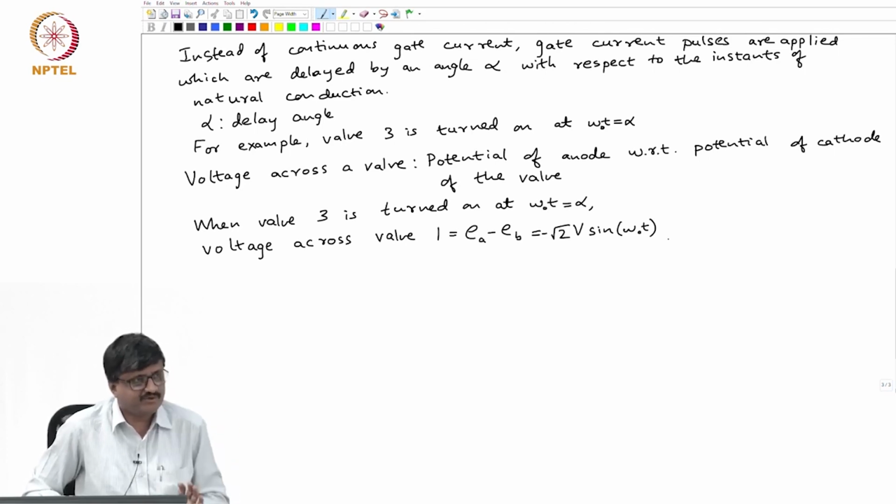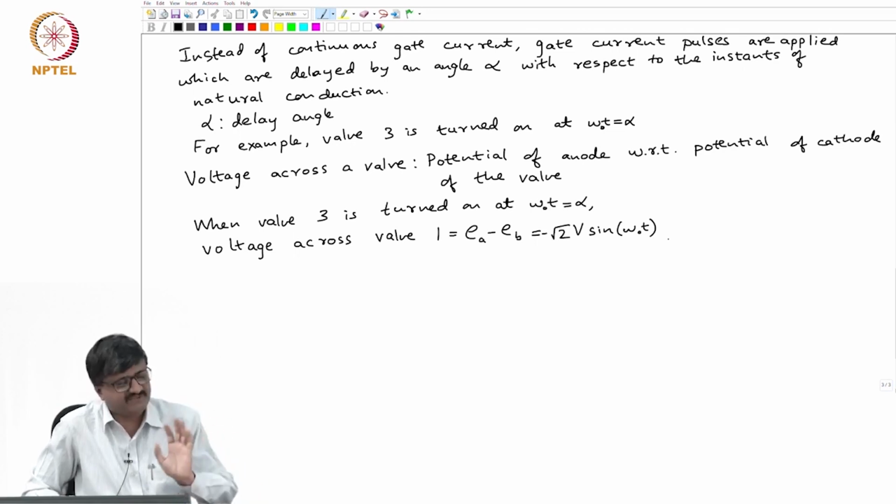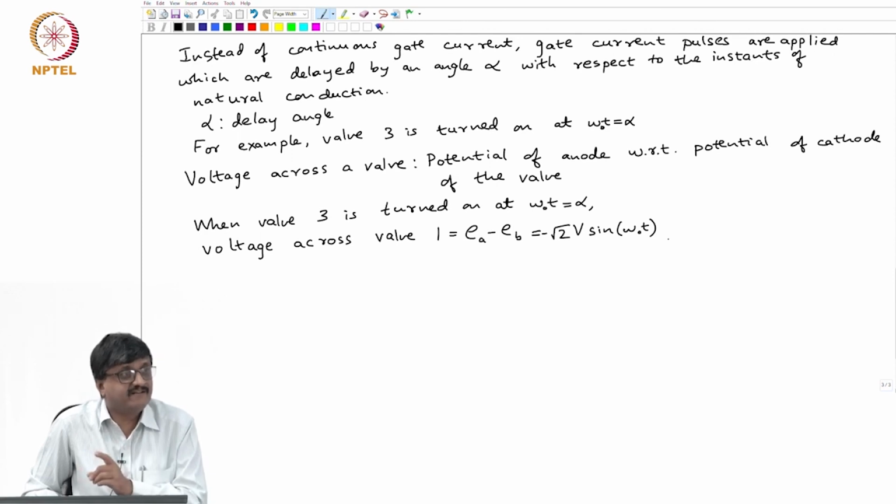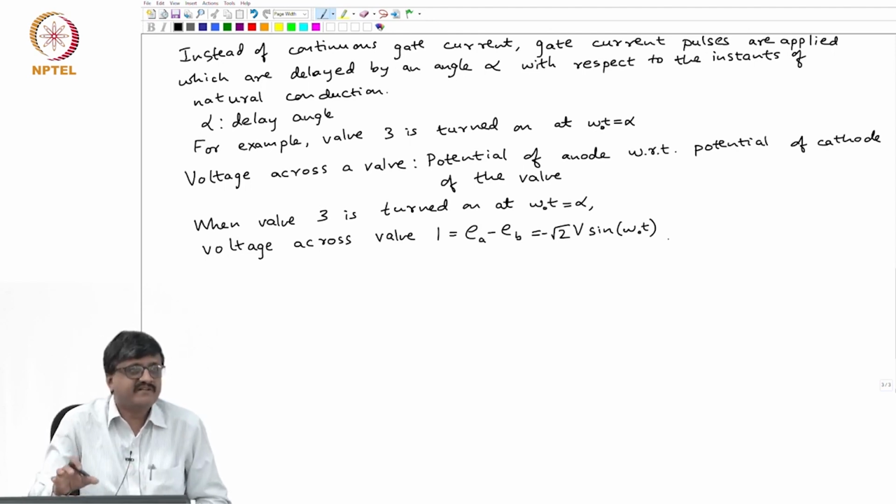So, if the current goes to 0, it stops conducting. Then as soon as it stops conducting, the voltage across the thyristor, that is anode to cathode voltage, should be negative. If it becomes positive, it is forward biased, and without gate current it will start conducting if it is not negative for a certain minimum duration. So, that is one property of thyristor which we have to consider in this course.